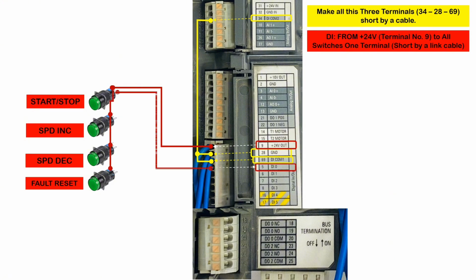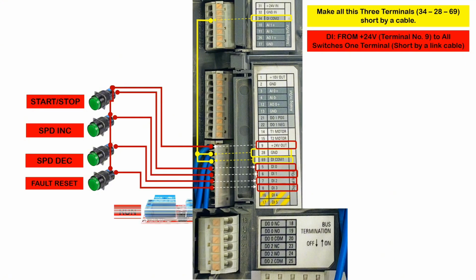Start stop command will be connected at terminal 5, that is DI0. Speed increase command will be connected at terminal 6, that is DI1, and speed decrease command will be connected at terminal 7, that is DI2. Fault reset command will be connected at DI3, that is terminal 8. Remember, all the terminals can be changed and modified by the parameters.